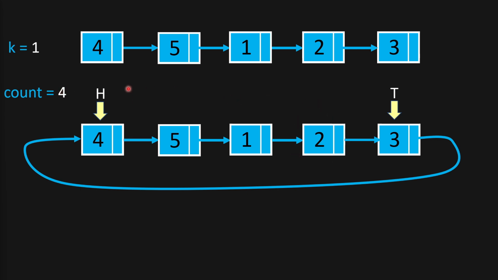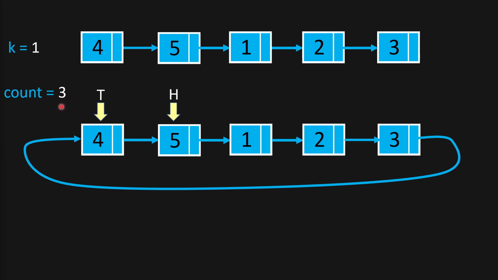We're going to loop through our linked list, and on each round of our loop, we're going to decrement count, and we're going to keep on looping as long as count is greater than 0. So for example, count is greater than 0, so we're going to say head is equal to head.next, like so, and tail is equal to tail.next, like so, and then we're going to decrement count. So this was one round of our loop.